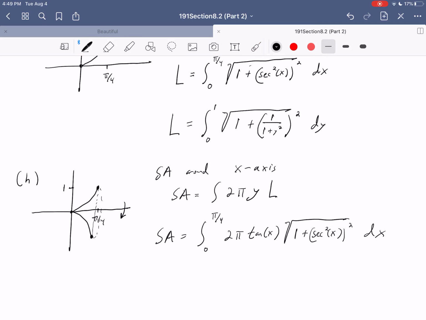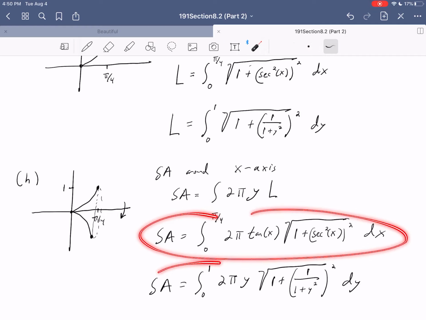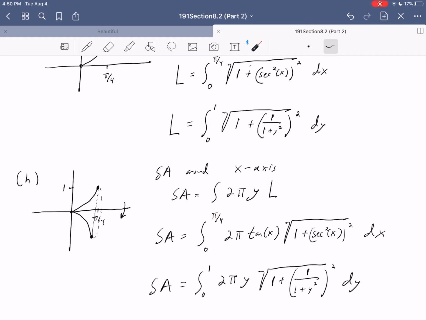If we chose to work with respect to y, the surface area could be written as the integral from 0 to 1, 2 pi. We could just leave this as y since we're working with respect to y, and then the square root. In here, we'd want to use this arc length, so 1 plus 1 over 1 plus y squared, all of that squared, dy. Again, both of these would evaluate out to the same thing. They're both measuring the same surface area, but one is with respect to x, one is with respect to y.